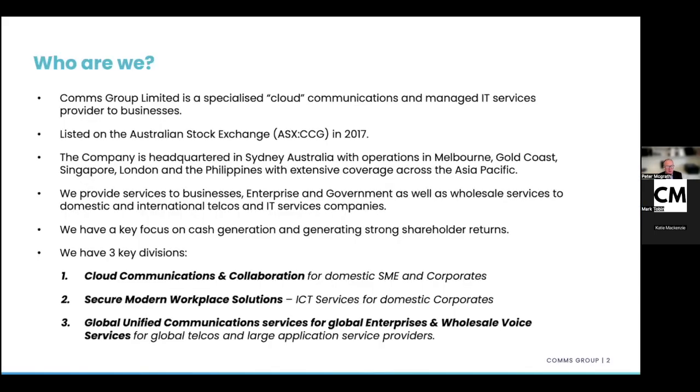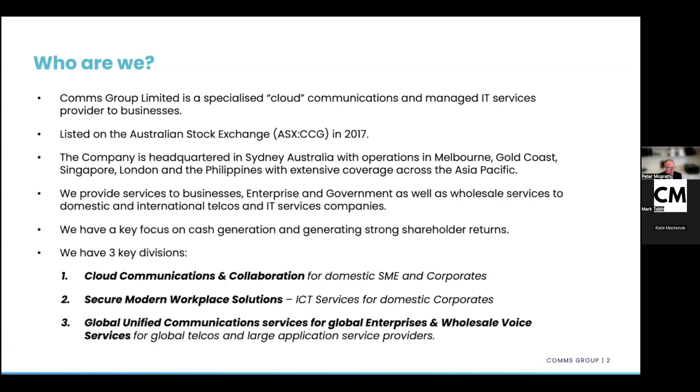So firstly, we do get asked by a few investors, who are we, what do we do? So I'll quickly run through that with an introduction. We're a specialised cloud communications and managed IT service provider to businesses. So we have a focus on B2B. We don't focus on consumers at all.